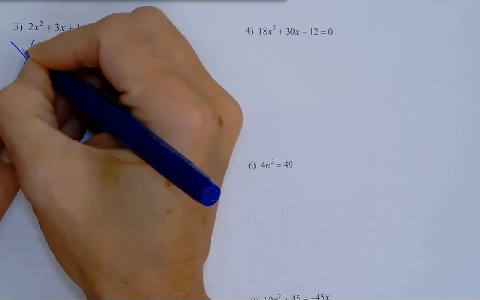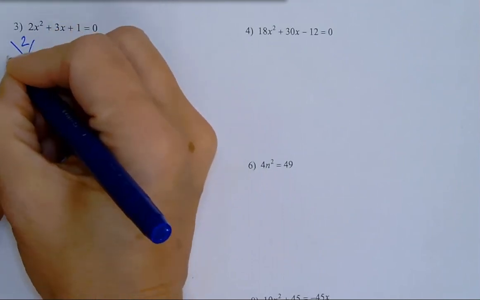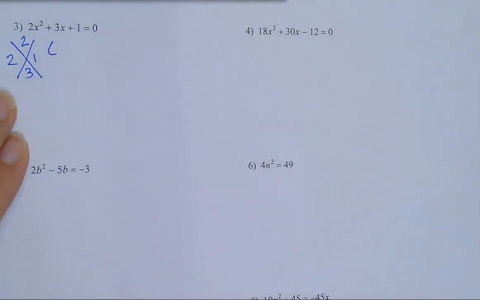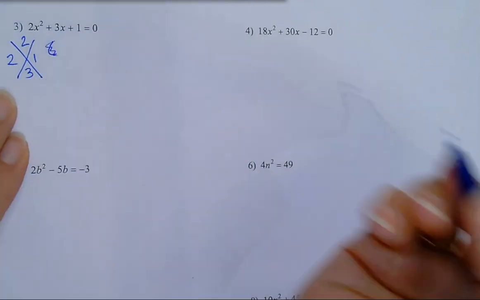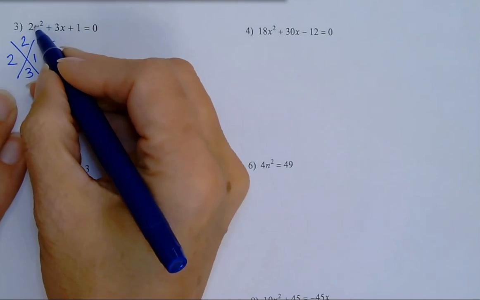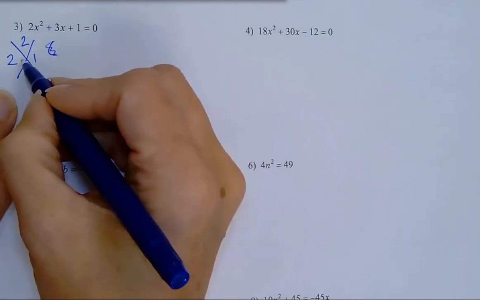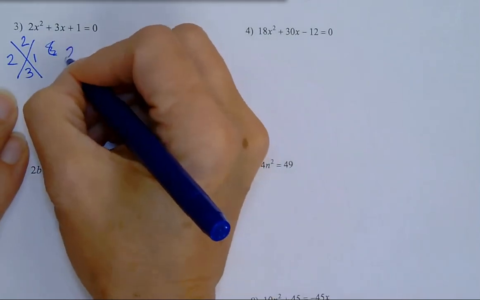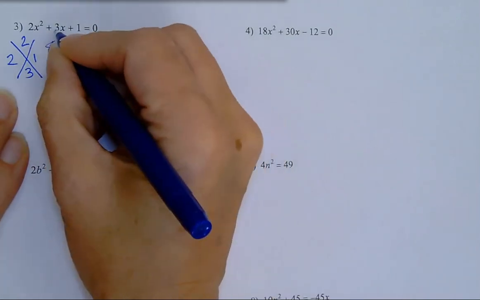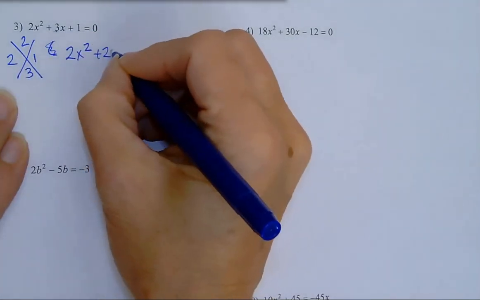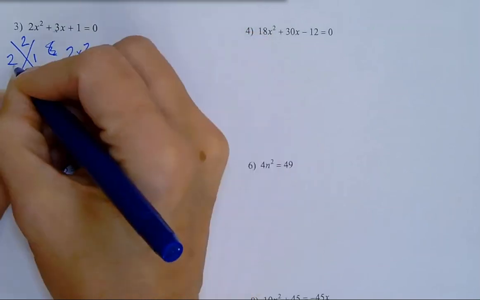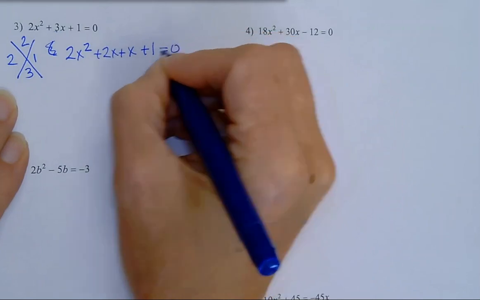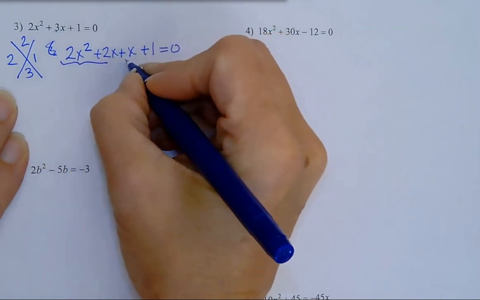All right, 2x squared plus 3x plus 1. I need two numbers that multiply to give me 2, but add to give me 3. That's going to be 2 and 1. So I have to group, right? Sorry, I'm not going to put my parentheses yet. Since my first coefficient is not just 1, I'm going to write that as 2x squared, and instead of plus 3x, I'm going to say plus 2x plus x, right? 2x plus x is the same as 3x. Plus 1 equals 0. And now I'm just going to group.